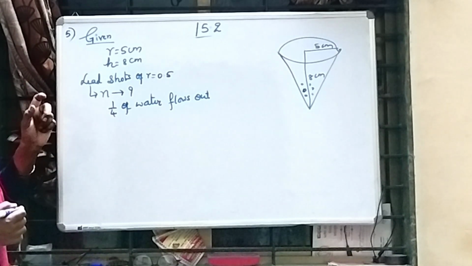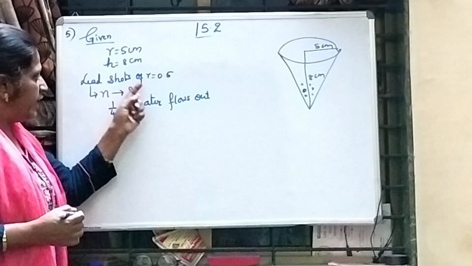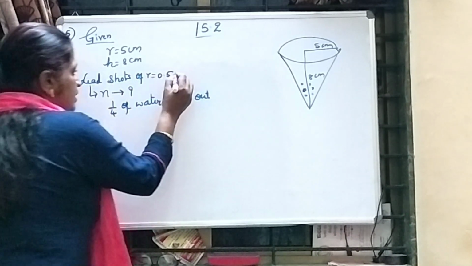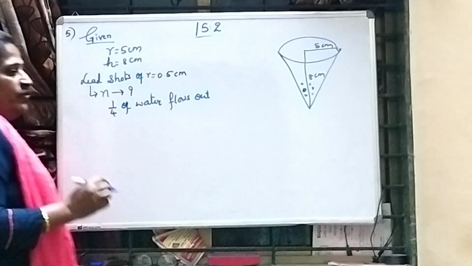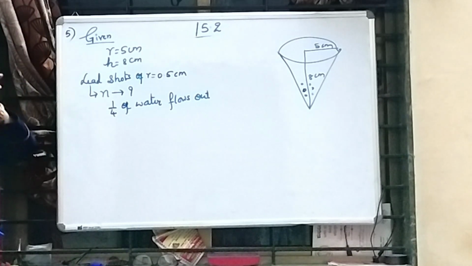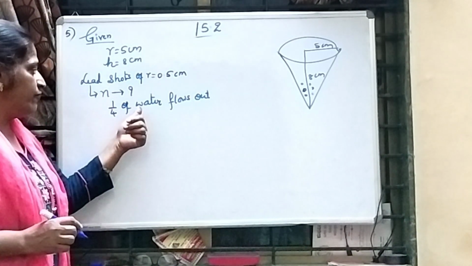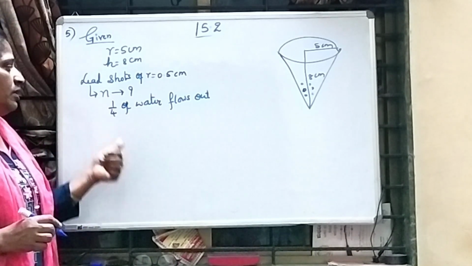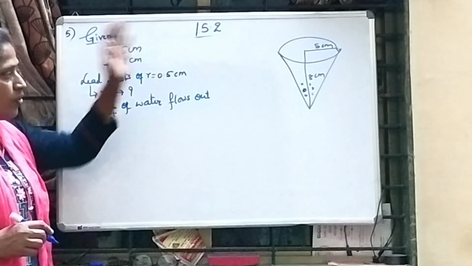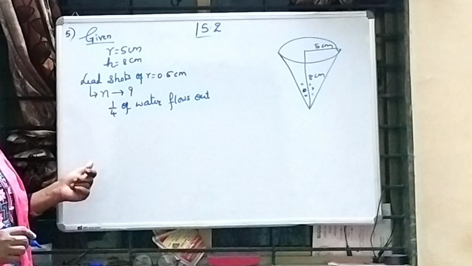Lead shots, you know children, will be in sphere form. The radius of one lead shot, that is one sphere, is 0.5 centimeters. We should find the number of lead shots put in the cone. For that, first we need to find the volume of the cone. Then 1/4 of the water flows out, which is equal to the volume of the lead shots. There are different methods you can use.